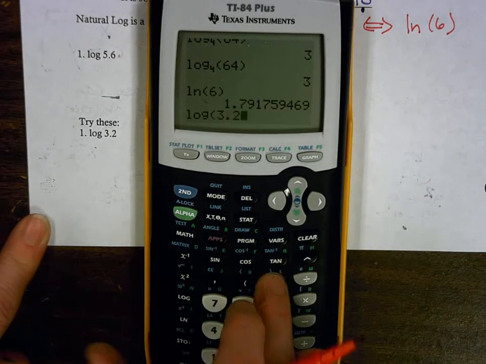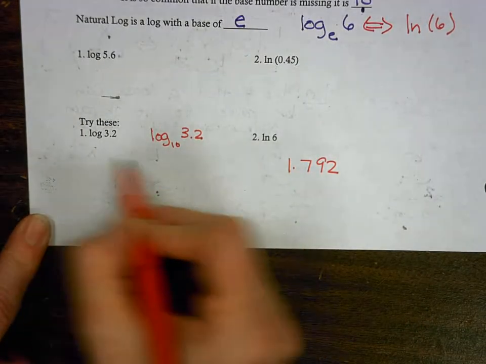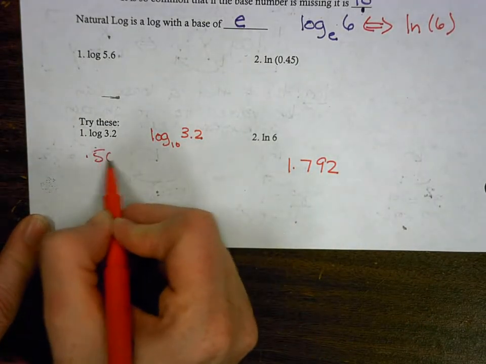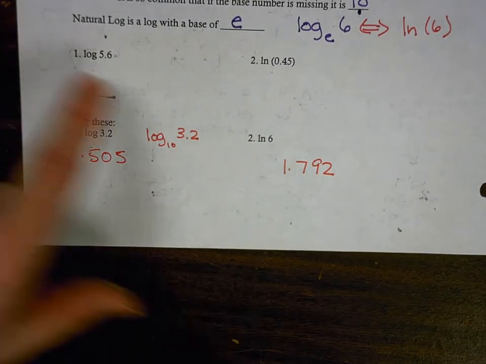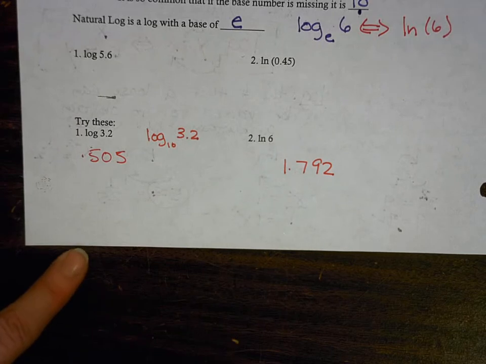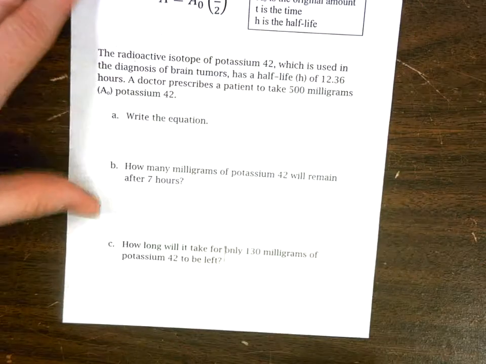So I take the log, I hit the log button of 3.2, and I get 0.505. So the answer to this is 0.505. Okay? Now I want you to use your calculator and do these two problems. Okay? All right. Now that is it for the notes.